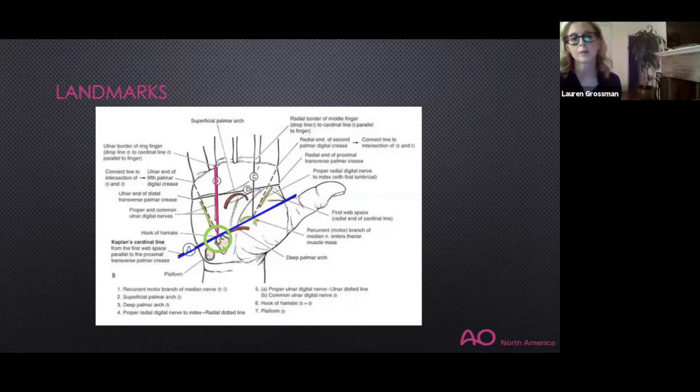If you then take Kaplan's cardinal line and you draw a line from the radial border of the long finger, you then hit your recurrent branch of your median nerve. From all of these lines plus other lines, you're able to identify just superficially where your superficial palmar arch is, where your deep palmar arch is. You can use these for incisions, for a carpal tunnel release, and so forth. So all of these lines are very important to know in your mind's eye when you're looking at a hand to understand what injuries may be occurring, what incisions you might make, and so forth.